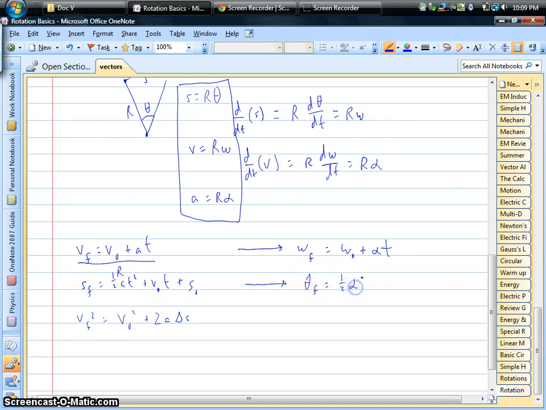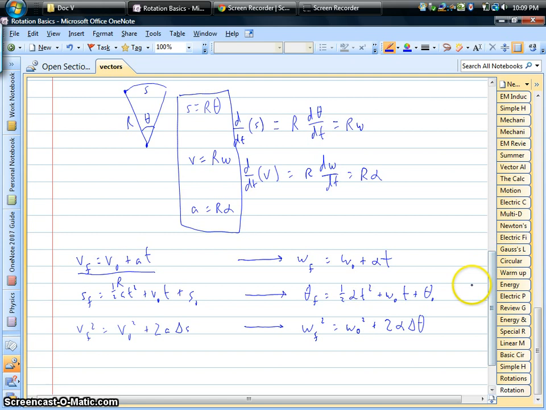be 1/2 alpha t squared. That's your initial angular velocity and your initial angular position. And you have even a forgotten equation that looks something like that. So you run into very similar types of problems in rotations that we encounter in linear motion.